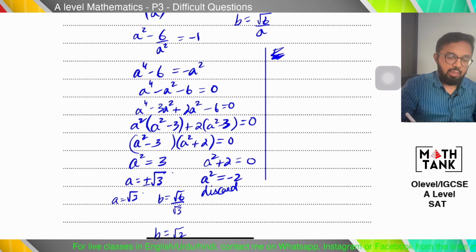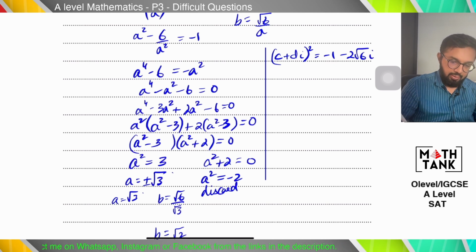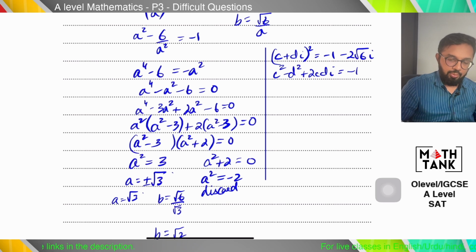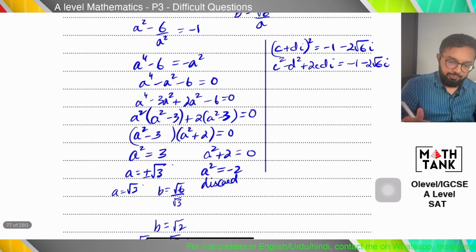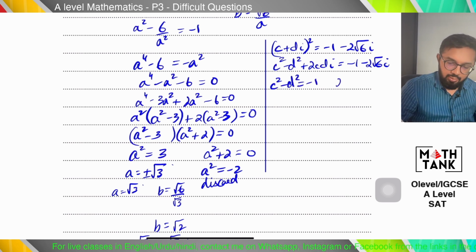I'm going to say that, let's call that c plus di whole square equals minus 1 minus 2 root 6i. Okay, c square minus d square plus 2cdi. I'm going to use the exact same idea here as well, and then try to solve. So c square minus d square equals minus 1. 2cd equals minus 2 root 6. cd equals minus root 6.